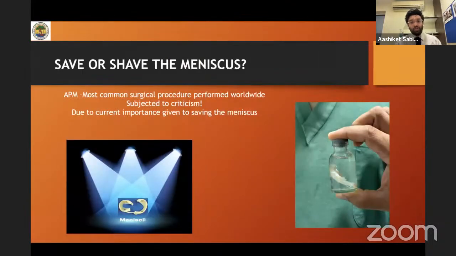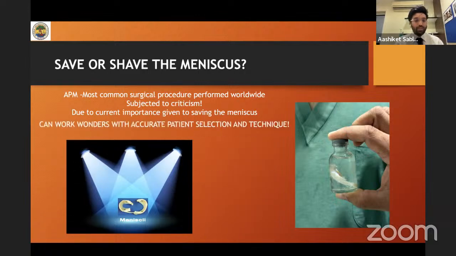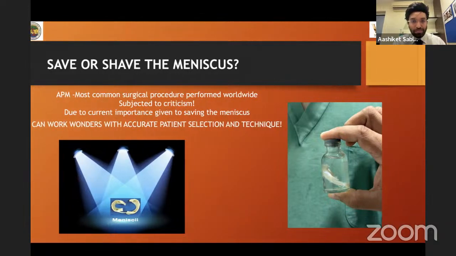Just to give a brief overview of what I'm going to talk about: in this era of saving the meniscus, arthroscopic partial meniscectomy is still the most common surgical procedure performed worldwide, but it is subjected to a lot of criticism given the Save the Meniscus campaign, as well as a lot of trials comparing it with conservative management or even sham surgeries. So I just want to put some light on the fact that with accurate patient selection and technique, this procedure, the APM, can work wonders.